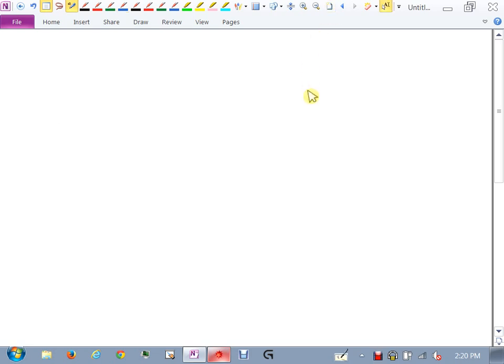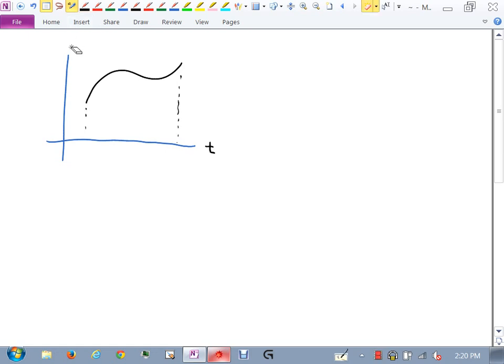So if you were to say, why do we want the area under a curve? I mean, why do you want it? So let's say you have time and distance again. Or no, let's say speed. Velocity.